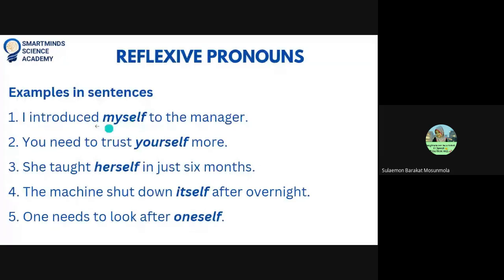You won't say, because I am a female now, I would not say I introduced herself or she self. No. When I am self, I is the subject here, and it is also acting upon what? Upon itself. I introduced myself to the manager.